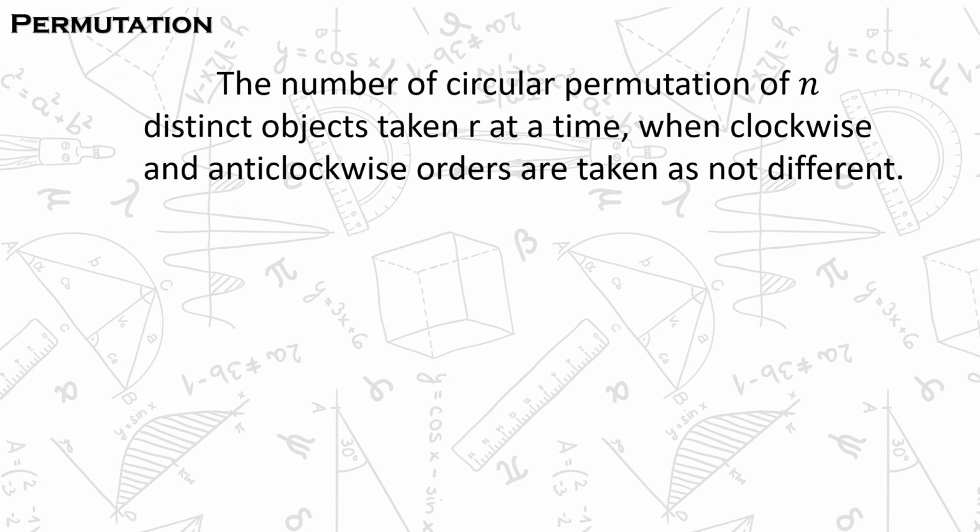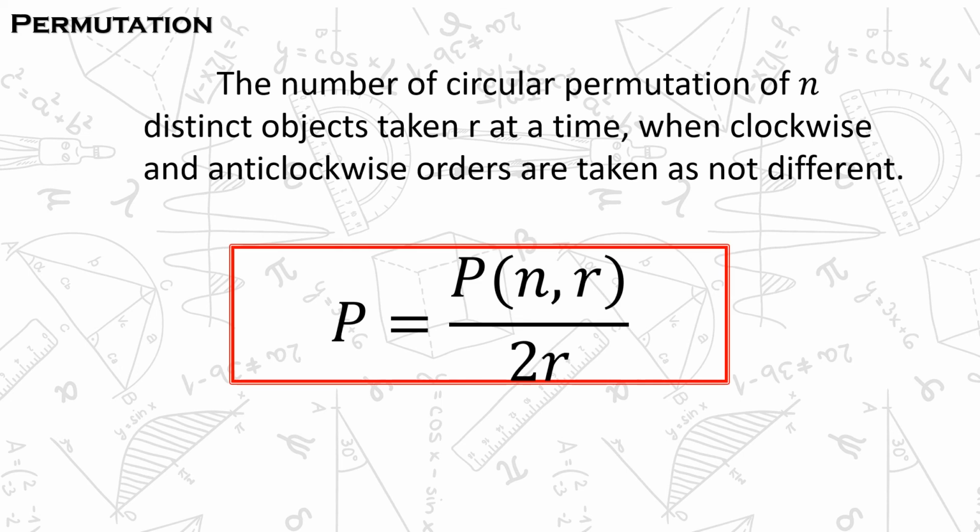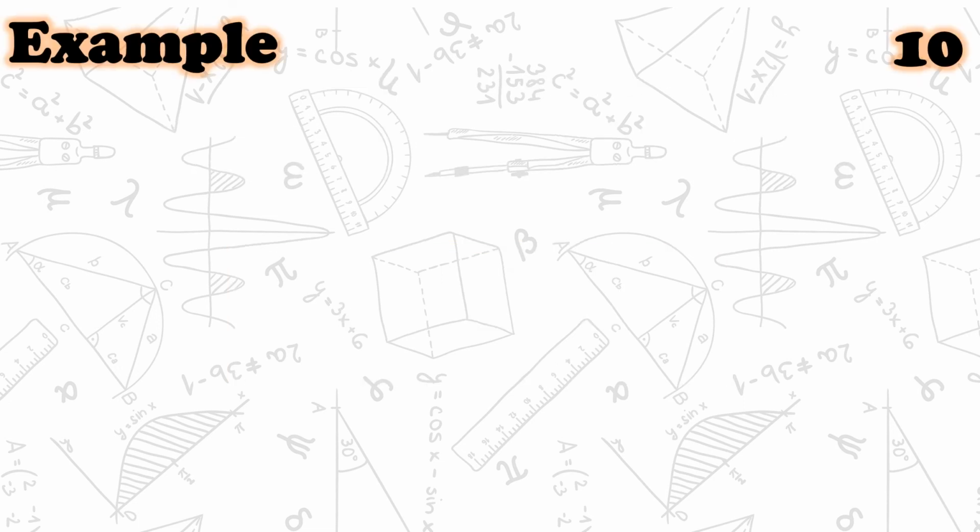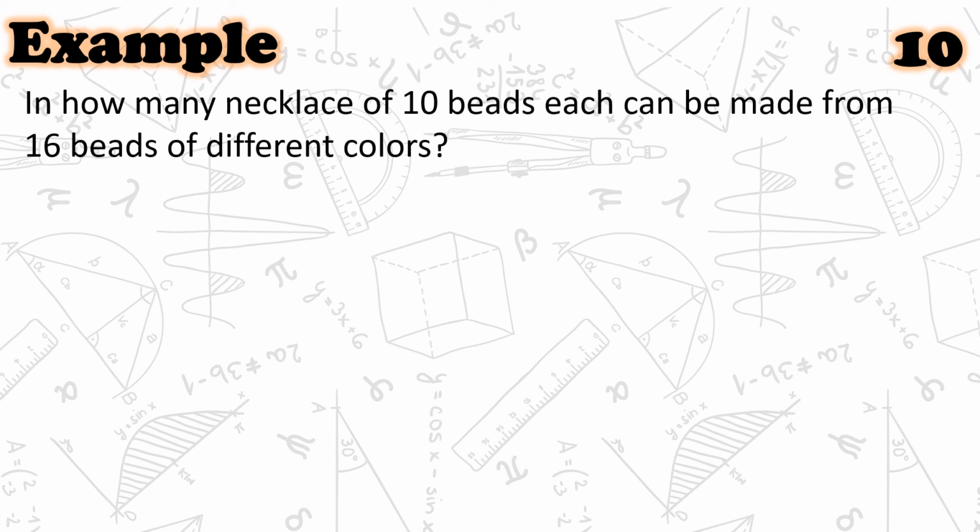The number of circular permutations of n distinct objects taken r at a time when clockwise and anticlockwise orders are taken as not different is given by n permutation r over 2r. Let us have example number 10. In how many necklaces of 10 beads each can be made from 16 beads of different colors?